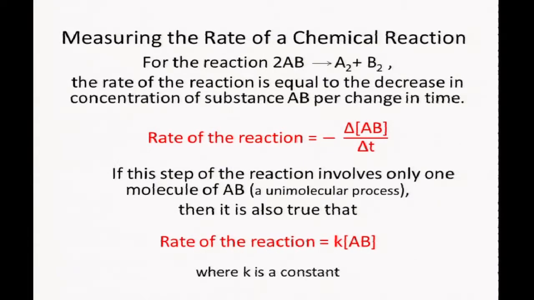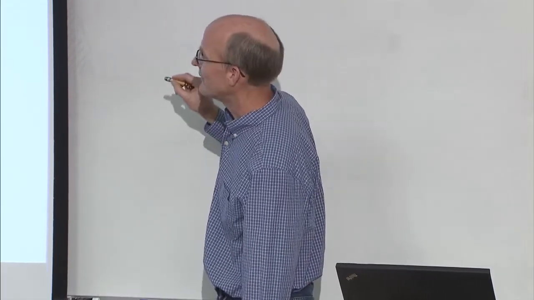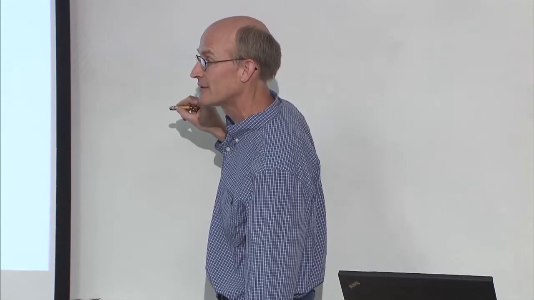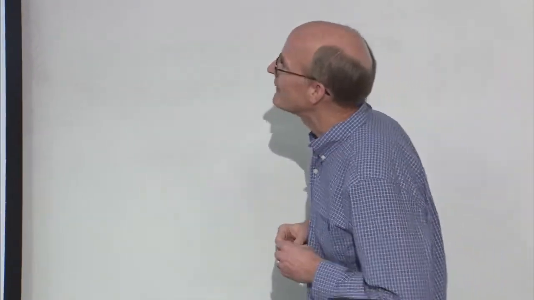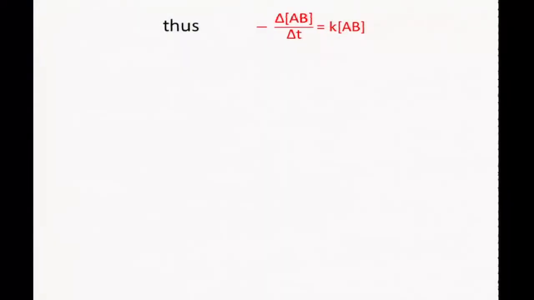Okay? So once again, what do I do to make my life easier here? I'm going to get my straight line out of here by setting those two things equal, because they both equal the rate of the reaction. And if I do that, I get that equation. Okay. Negative delta AB over delta t equals k times AB. Okay. What should I do next? That's the question. Now it's all set for you to solve mathematically.